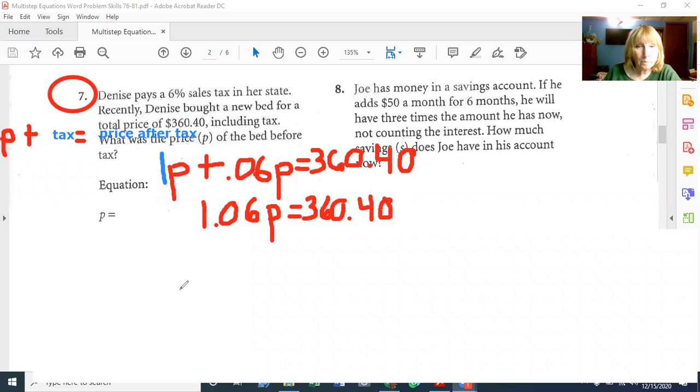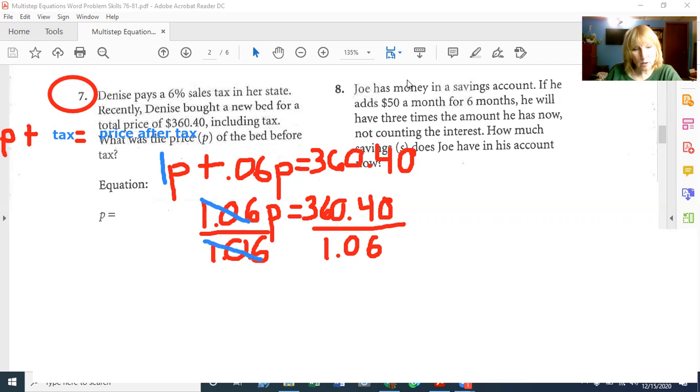And now what do I do? Right, I divide by 1.06 to both sides. Whatever you do to one side, you do to the other side. The 1.06's will cross off on the left, leaving me with the variable by itself, which is what I want, p, equals, and then I just have to do the math. It's tempting to use the calculator at this point. However, remember on the test, you're not using your calculator, so we are going to use good old long division.